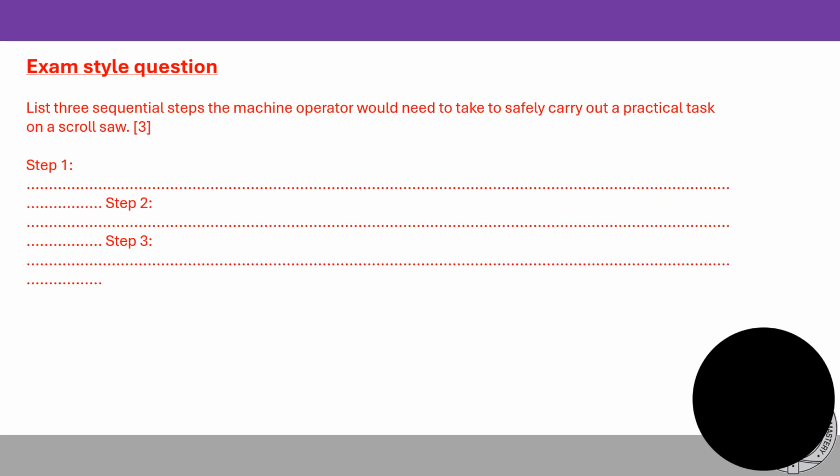Right, finally here, if you'd like to pause the video, and again, you've got an exam style question, list 3 sequential steps the machine operator would need to take to safely carry out a practical task on a scroll saw. You can repeat this question for a bandsaw, you can do it for a pillar drill, belt sander, disc sander, doesn't matter which machine it is, you just need to know 3 ways that you can be safe whilst using those machines.